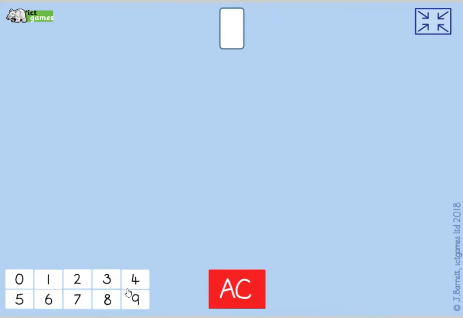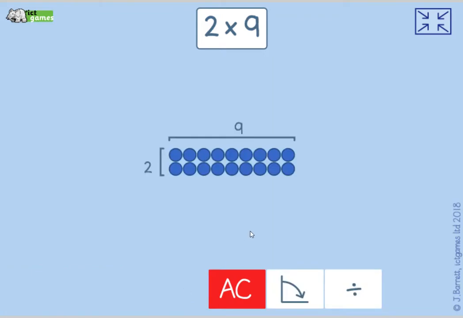Let's try another one. Let's try 2 times 9. Okie dokes. 2 times 9. Okay. Anybody know what that's going to be? 2 times 9. It's also double 9. So here's 2. Let's find out how many times. 1, 2, 3, 4, 5, 6, 7, 8, 9. 9 times. Let's find out how much there is. It's counting twos. 2, 4, 6, 8, 10, 12, 14, 16, 18. So there's 18 there. 2 times 9 is 18.